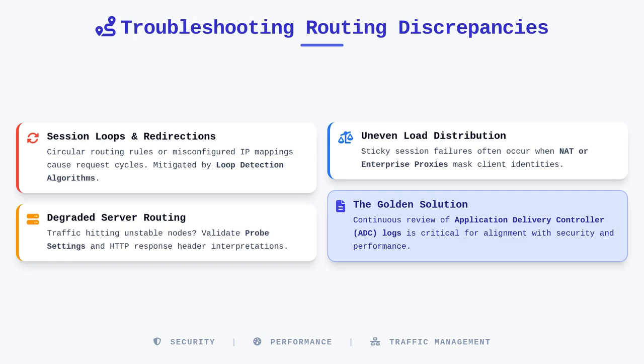An uneven distribution of sessions, where one server consistently takes a larger portion of the load, often suggests a failure in how the sticky session mechanism identifies clients behind a NAT or enterprise proxy. Regularly reviewing the logs generated by your application delivery controllers is the most direct way to identify these anomalies and ensure that your traffic management strategy remains aligned with your security and performance requirements.